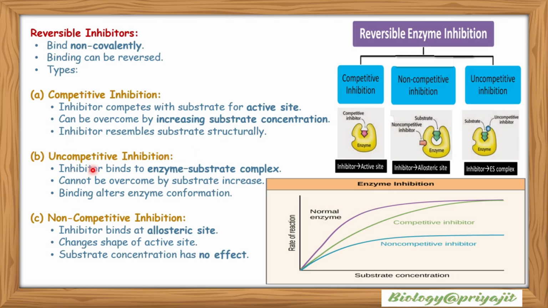Uncompetitive inhibition: here the inhibitor binds to the enzyme-substrate complex. It cannot be overcome by substrate increase. Binding alters enzyme conformation. Non-competitive inhibition: here the inhibitor binds at an allosteric site and changes the shape of the active site, and substrate concentration has no effect in the process. So this is reversible enzyme inhibition: competitive inhibition, non-competitive inhibition and uncompetitive inhibition. Here, competitive inhibition and non-competitive inhibition depend on substrate concentration.